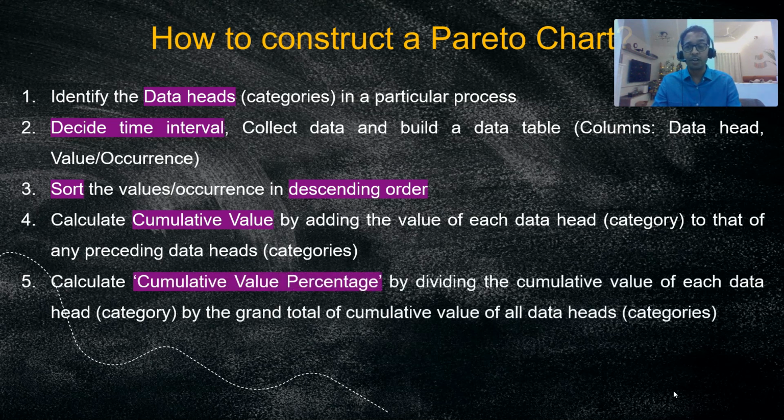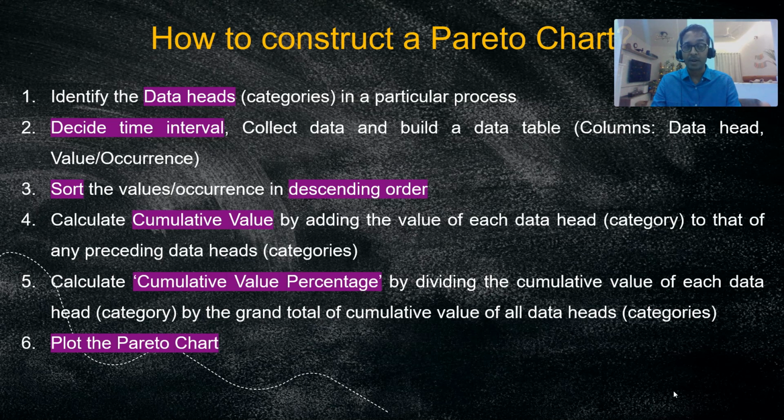So once you have the cumulative value, you go ahead and calculate the cumulative value percentage. Each value, you are going to take as a percentage of the total of the cumulative value, which would give you a percentage. So all this will be constructed in the same data table that I mentioned in points number 1 and 2, and then you will plot the Pareto chart.